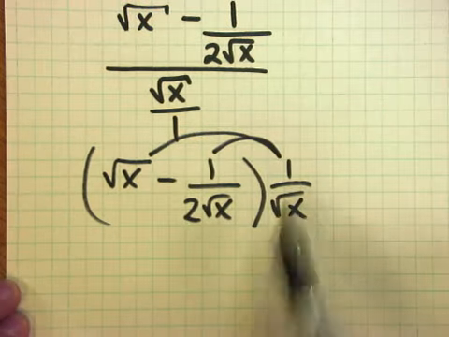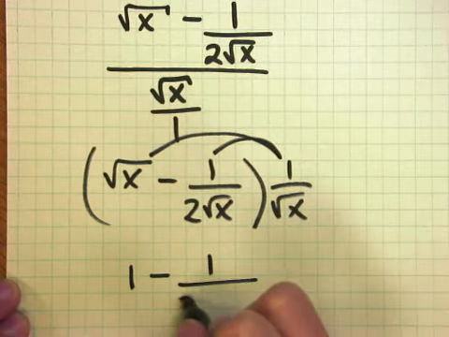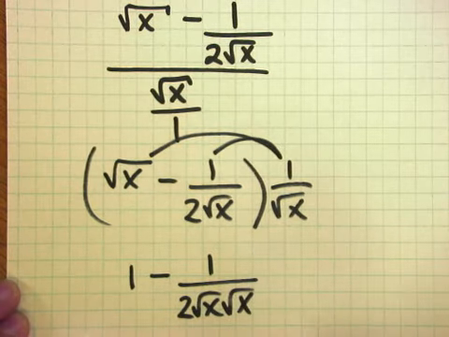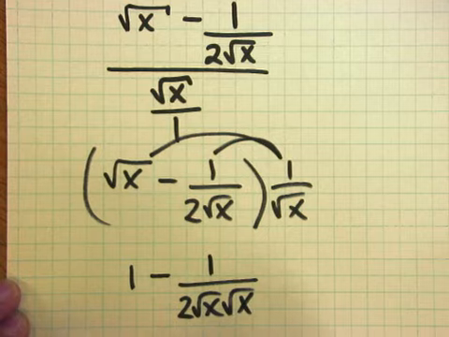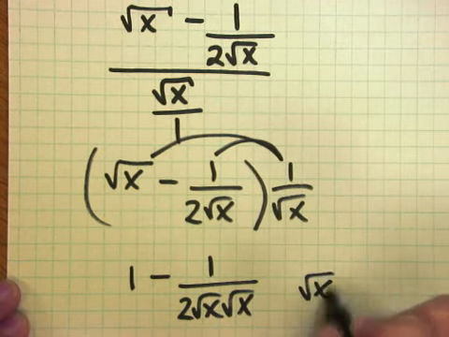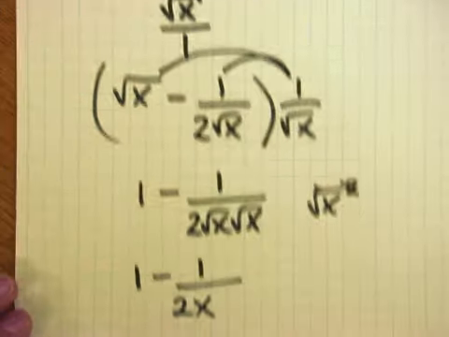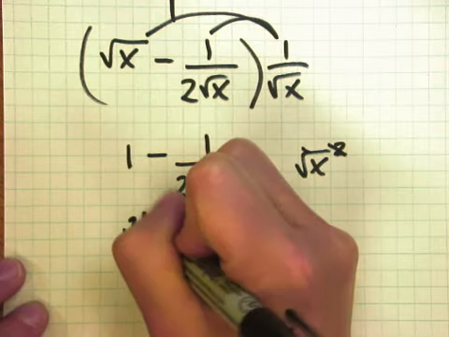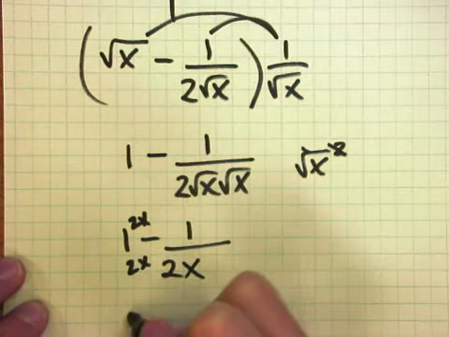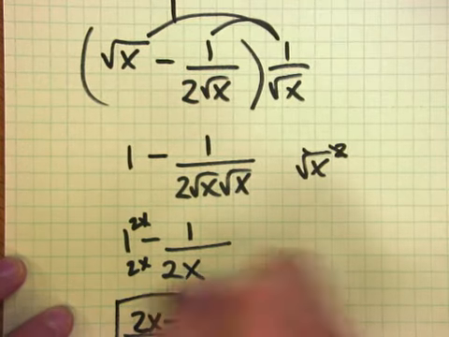Root x times 1 over root x is just 1. And then here I get 1 over 2, and root x times itself. Root x times root x is just x, because it's the same as the square root of x squared, so the square root and the x cancel out, and so you get 2x there. And now if I get a common denominator by multiplying top and bottom by 2x, I get 2x minus 1 over the common denominator 2x, and I am finished.